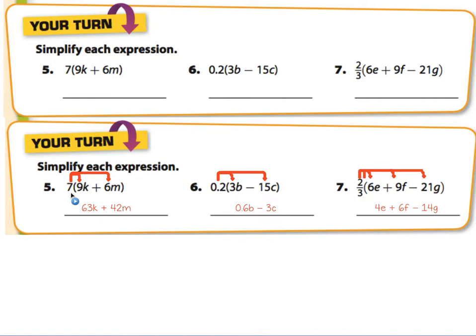All right, so here you should have distributed the 7 to both the 9 and the 6, and you should have gotten 63k plus 42m. Here you distribute the 2/10 times 3, and you got 6/10 b minus 3c. And again, you can use a calculator for this. That is perfectly fine.